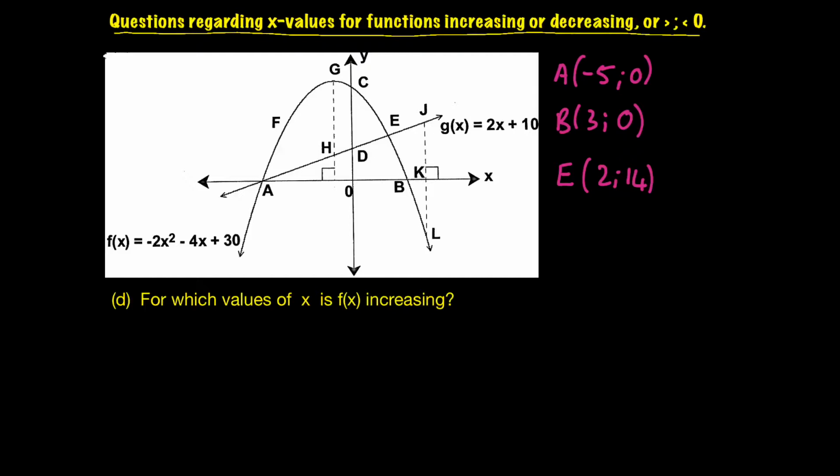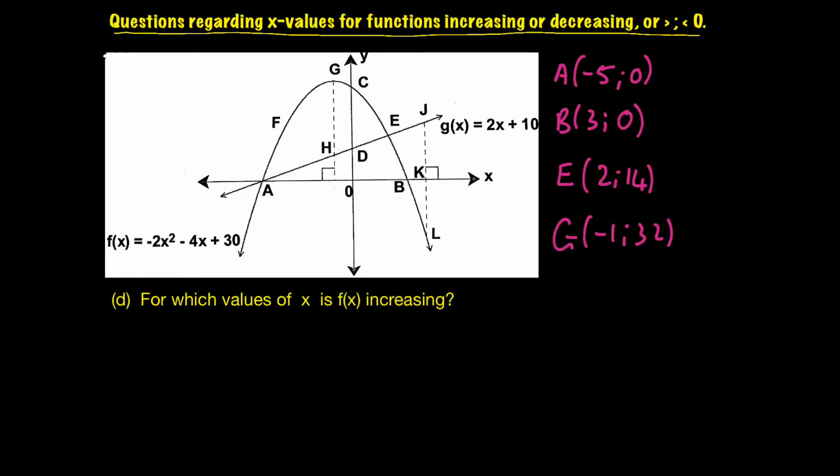Right, question D, for which values of x is f of x increasing? So now we're looking at the parabola. For this question, you'll also need the coordinates of g, which you would normally have worked out in a previous question. In this case, they are -1 and 32. Right, for which values of x is f of x increasing?